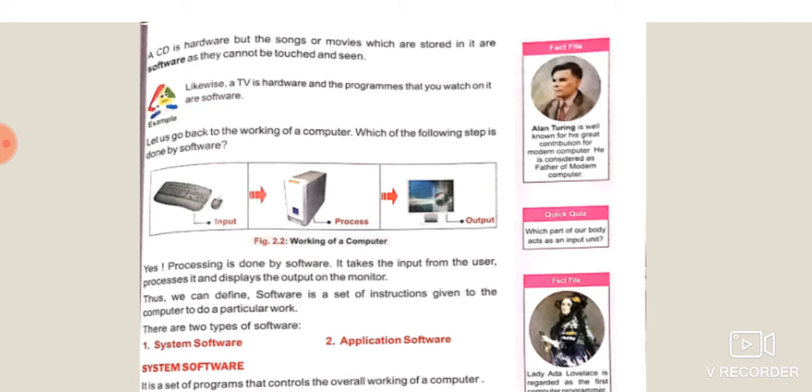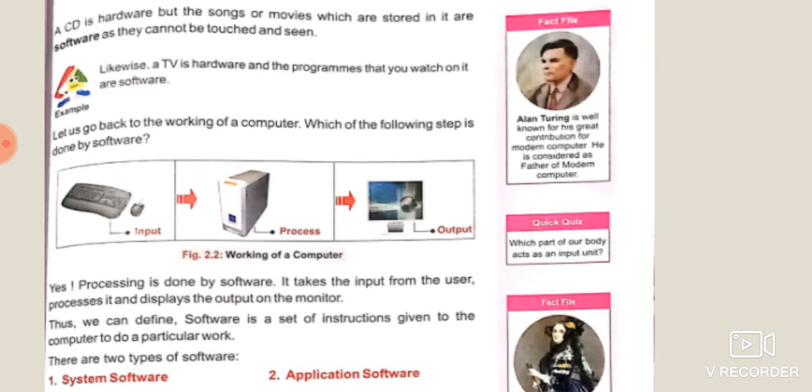These are the instructions to be given to the different parts of the computer, to the input device, to the output device, to the CPU. So software gives instructions to all the devices for doing particular work. There are two types of software: first is system software and second is application software. We will discuss these types in the next class.